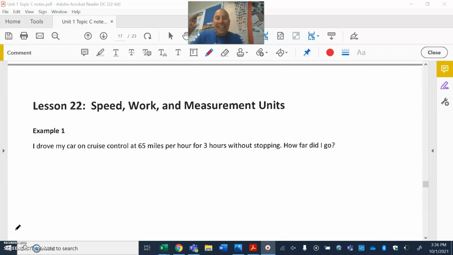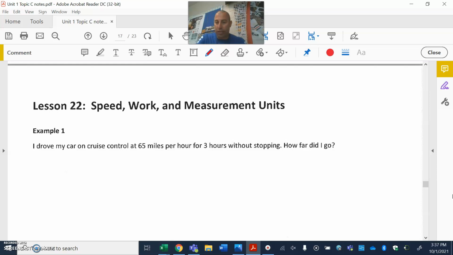Okay, so lesson number 22, speed, work, and measurement units. The big thing that we're doing here is making sure we're answering the question that's being asked. Setup wise, it's going to be a lot of the same. If we use our ratios and we label, we're going to be able to see where to multiply and where to divide. But you've got to check for what the question's asking for.